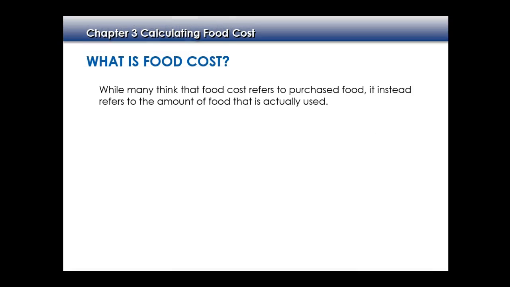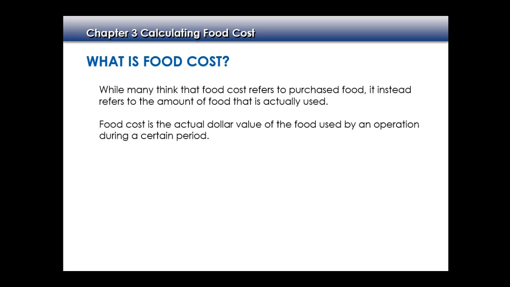So what is food cost? Many people think that food cost simply refers to the purchase of the food. It actually refers to the amount of food that is actually used, the price associated with that. Not just what you buy, but everything that was used during a certain time frame. So food cost is the actual dollar value of the food used by an operation during a certain period. I think I just said that one.